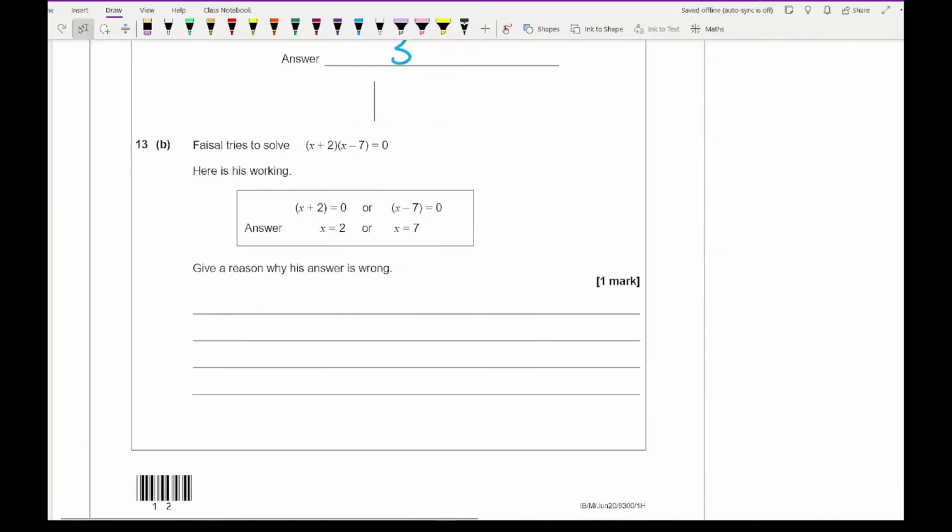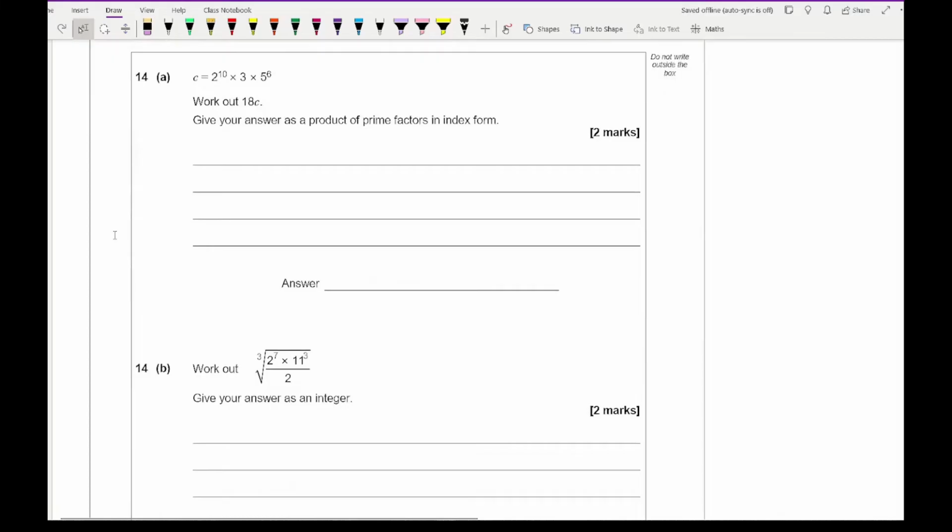13b, it says Faisal tries to solve (x + 2)(x - 7) = 0. Here is his working out, and the question says give a reason as to why his answer is wrong. I can see straight away that this bit here is where it's wrong. So x + 2 = 0 gives you an x value of -2, not +2.